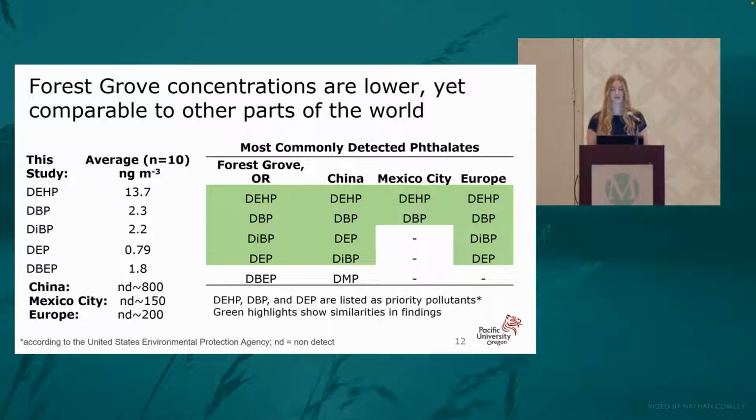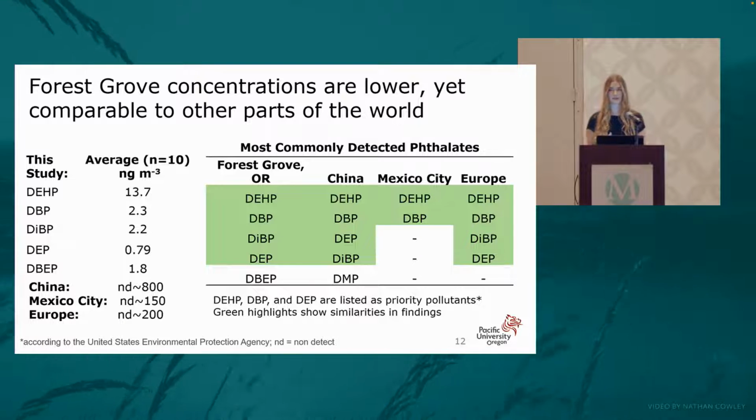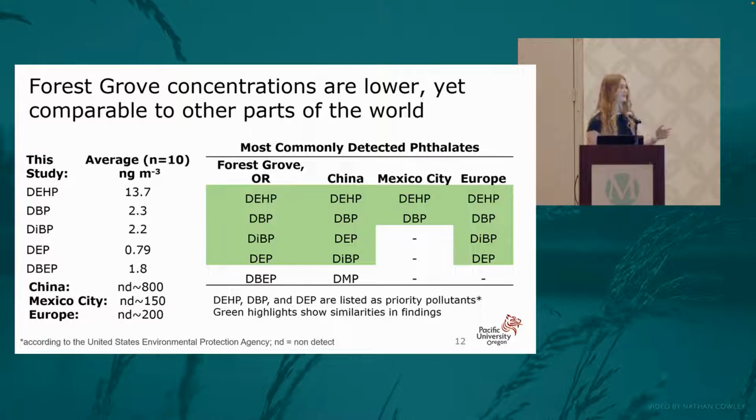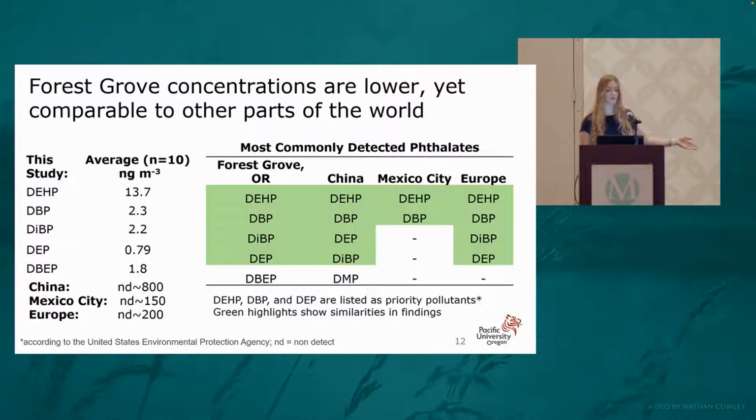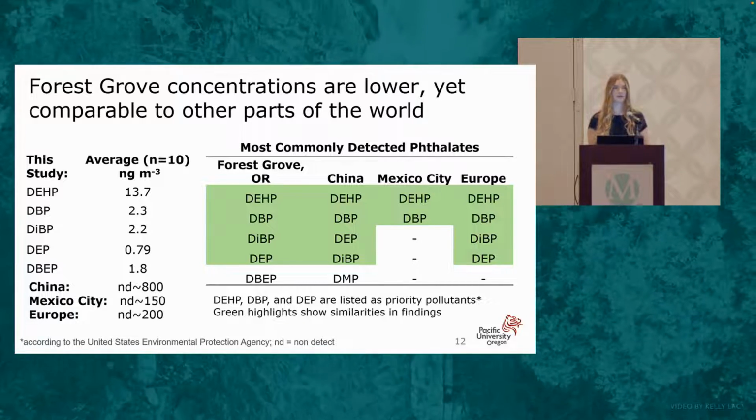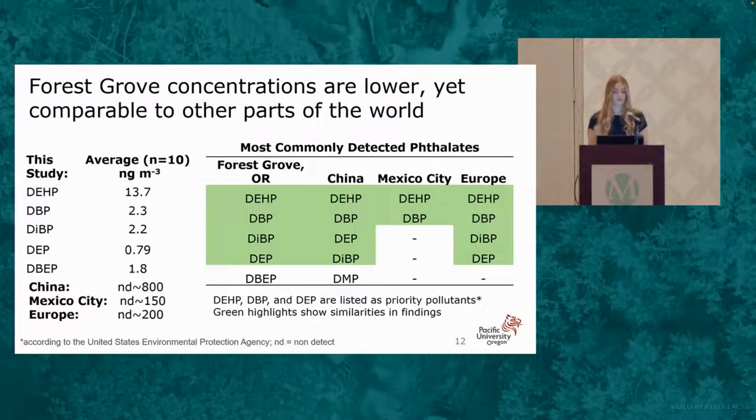But even though my concentrations are far lower than those detected around the world, I'm still detecting the exact same identity of phthalates. For example, DEHP, DBP, DIBP, we're still detecting the same phthalates that we're finding worldwide. So this is consistent with the literature.